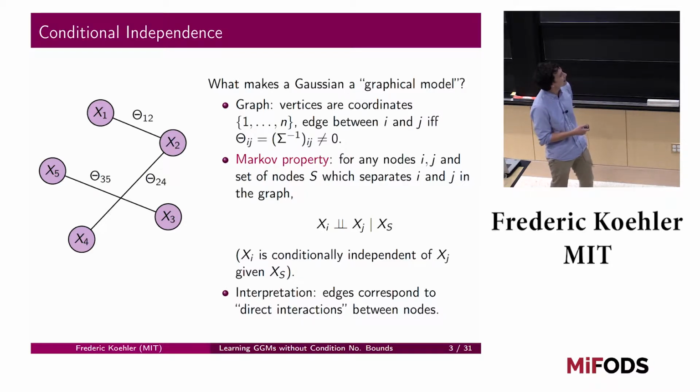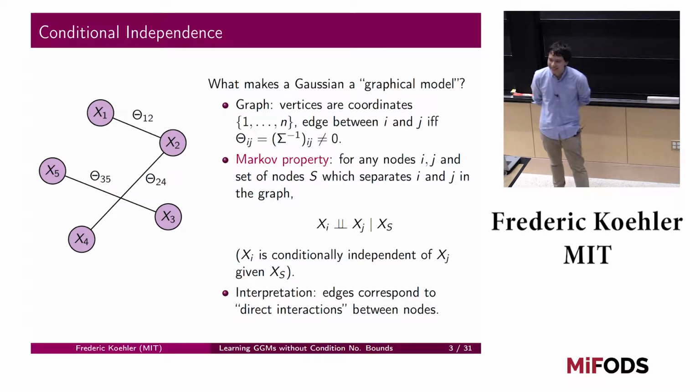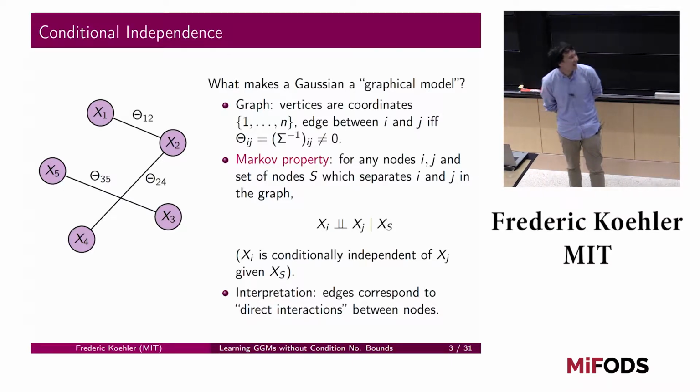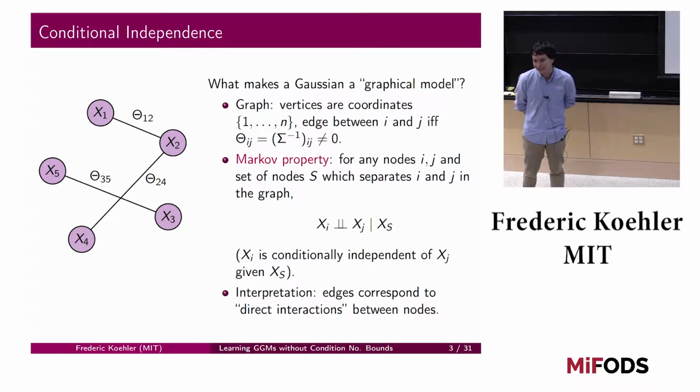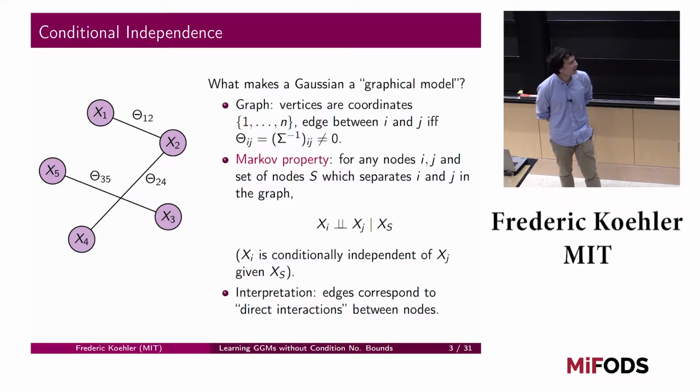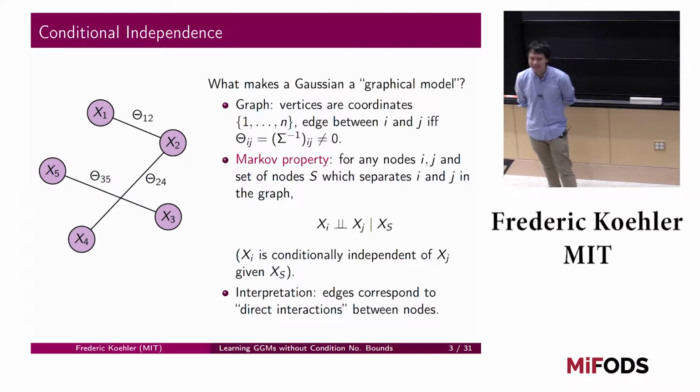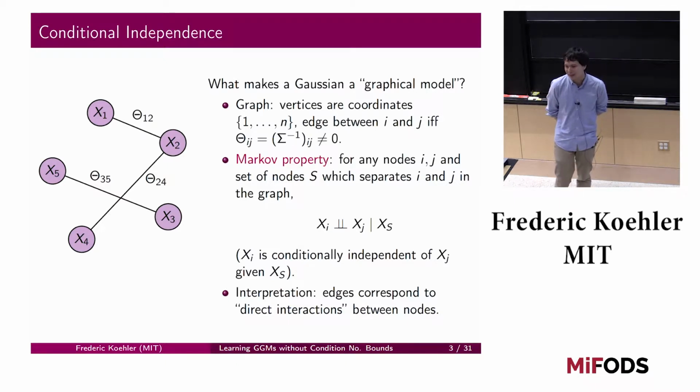To illustrate the Markov property, if you look at this graph, I have nodes x1 and x4, they're connected via x2. And the idea is that the edges in the graph correspond to direct interactions. What this means is that because x1 and x4 only interact through x2, if I were to condition on x2 and look at the residuals of x1 and x4, those now become independent. So that's exactly the same as the Markov property in the Ising model.